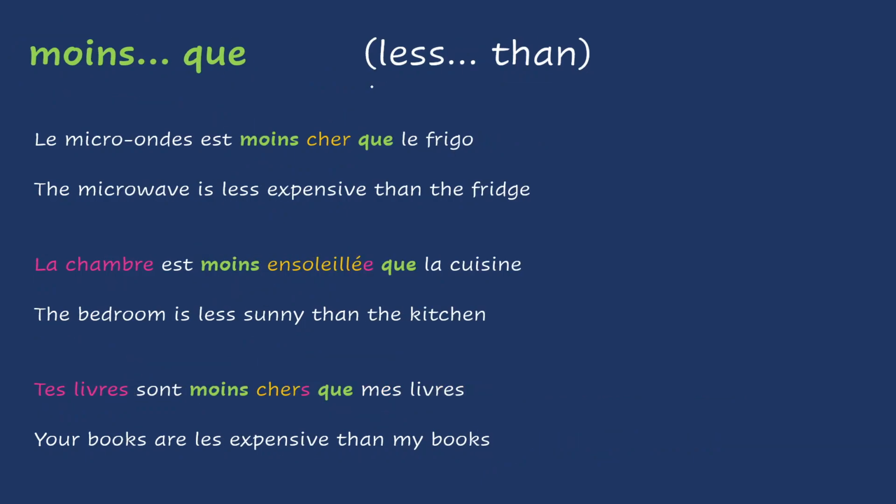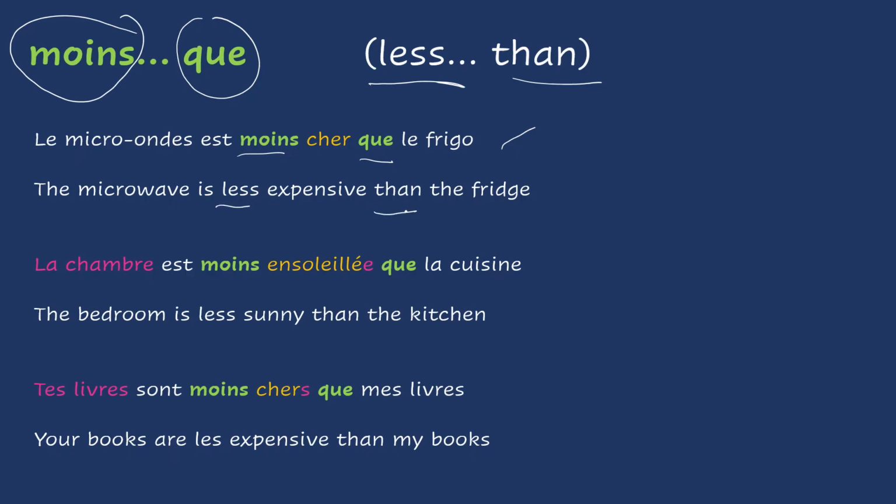So if you want to say less, then you are going to use moins que. For example, le micro-ondes est moins cher que le frigo. The microwave is less expensive than the fridge. We're still comparing a microwave here with a fridge, but we want to say less. So therefore, we are going to use moins. Same as with plus, you will put moins in front of the adjective and que behind the adjective. Moins cher que, less expensive than.